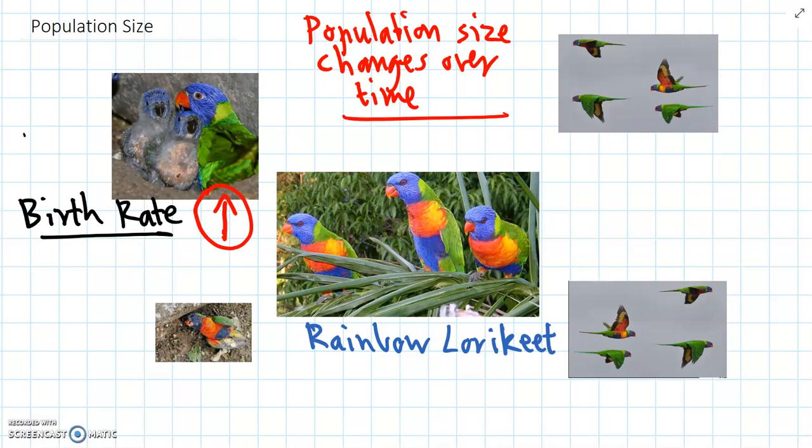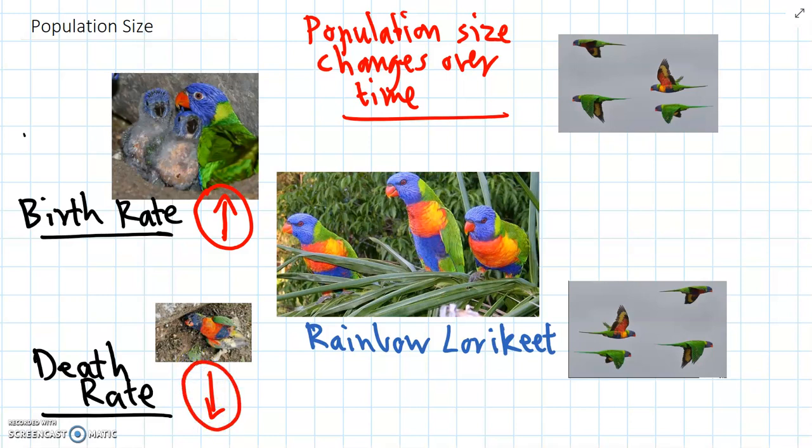But on the other hand, every living thing eventually dies, and the death rate, so how often lorikeets are dying, that will affect the size of the overall population too. So the higher the death rate, the lower the population will be.